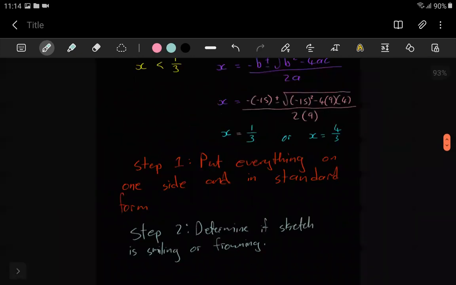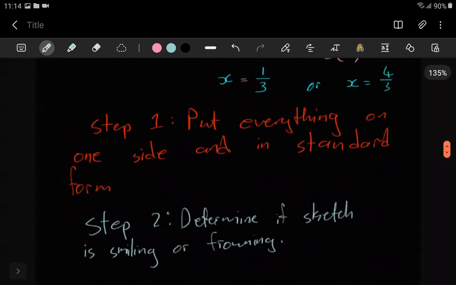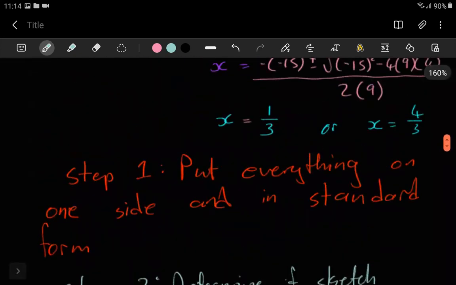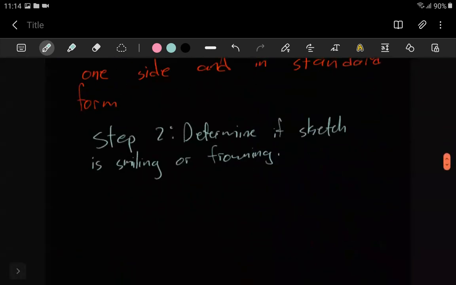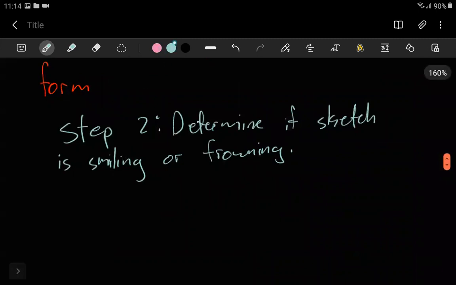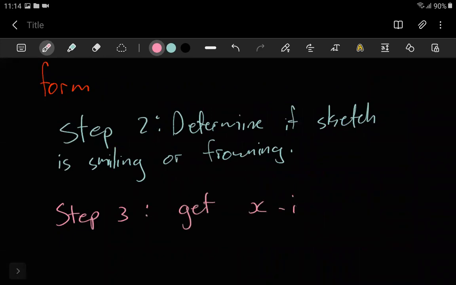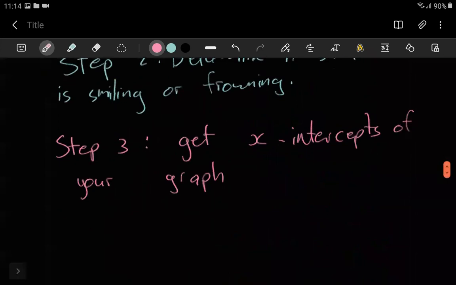Once you've identified, determine if sketch is smiling or frowning. So you identify that and draw your sketch, it's smiling. After you draw that, the next thing is you want to get the x-intercepts of your graph. Step 3, get x-intercepts of your graph. Perfect.